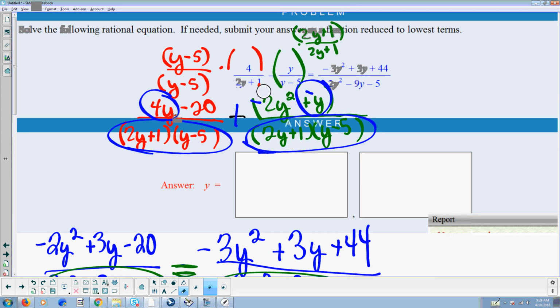if I substitute in 8 or negative 8 here, I'm fine. 8 and negative 8 here, I'm fine. As long as no zeros occur in the denominator, then you can keep both answers.